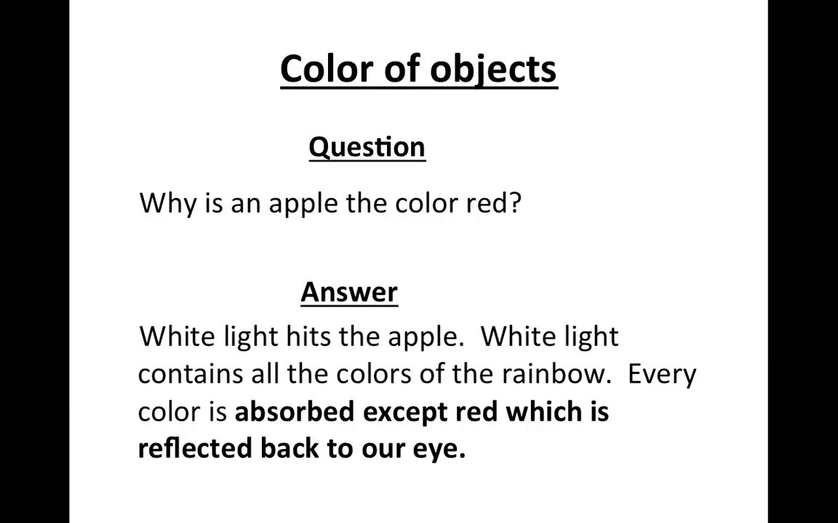Now, how do objects actually get their color? It all depends on what color of light is reflected back to our eye. So let's start with the question, why do we see an apple as the color red? Well, the answer has to do with absorption and reflection of light. So if we have an apple, white light, either from a light bulb or the sun, hits the apple. Now, white light contains all the colors of the rainbow, the Roy G. Biv. Every color is absorbed into the apple, except red, which is reflected back to our eye that makes the apple appear red in color.